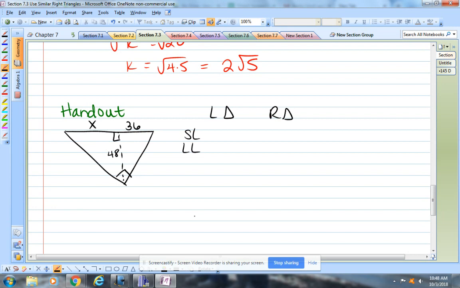So in the triangle on the left, which one appears to be the shortest leg, X or 48? Your picture is better than mine, so look at your picture on the worksheet. 48 looks like the short leg, and the long leg looks like X. Y'all agree? Hang on just a second.